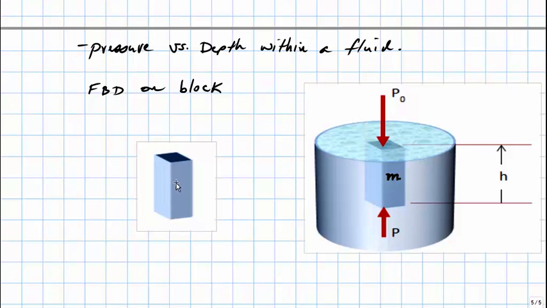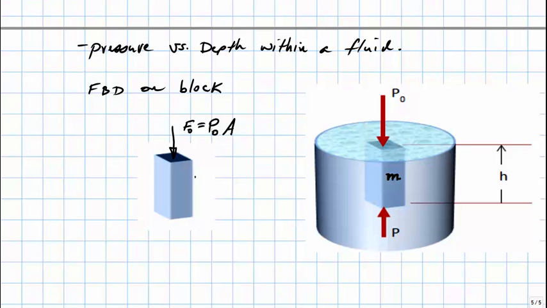Here's our block, and let's first note that the surface pressure is producing a downward force that we'll call F0. And F0 simply equals P0 times the surface area of the top. The block also has a weight which is directed downward. And of course the weight just equals mg.